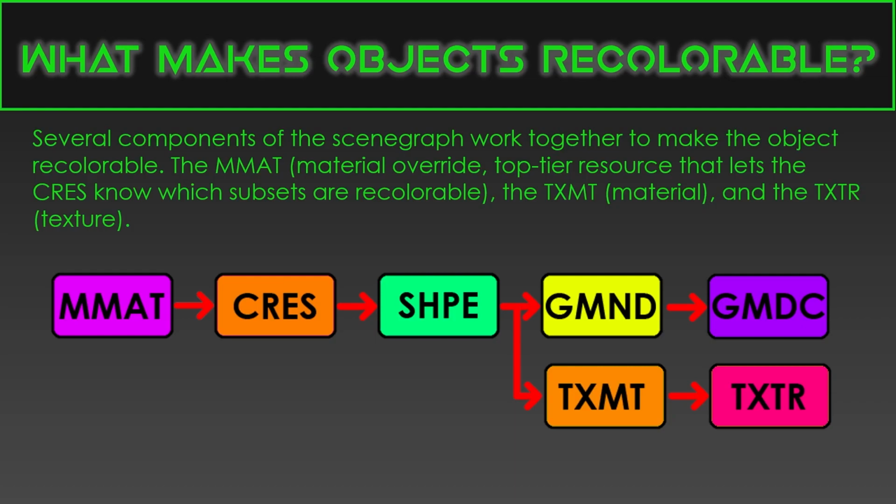What makes objects recolorable? There are several components of the scene graph that work together to make objects recolorable. The MMAT, that's the material override or the top tier resource, basically tells the CRES, hey, this subset is recolorable, make it recolorable. In addition to that, you have the TXMT, which is the material definition, and you have the TXTR. If you were to create just a regular color extension package or a recolor, the only three resources it would contain would be the MMAT, the TXMT, and the TXTR.